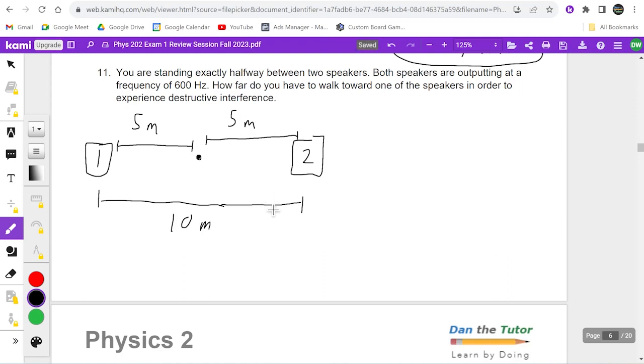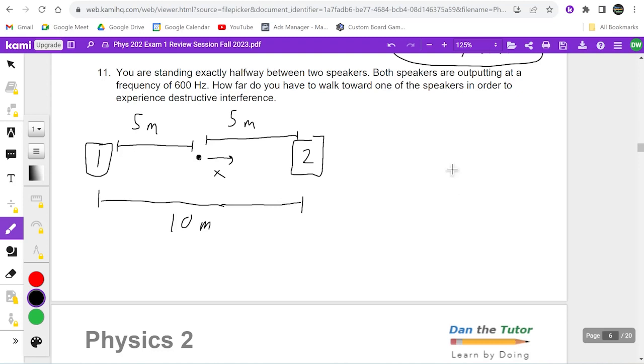And now it says I'm walking towards one of the speakers. It doesn't matter which one. I'll just say I'm walking towards speaker 2. It doesn't matter. But this distance, I'm going to call x. It's my variable. It's what I'm solving for. It's the distance that I'm walking towards speaker 2. Now, how far do I have to walk to get destructive interference?